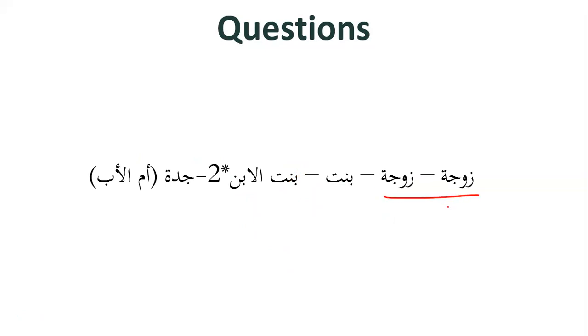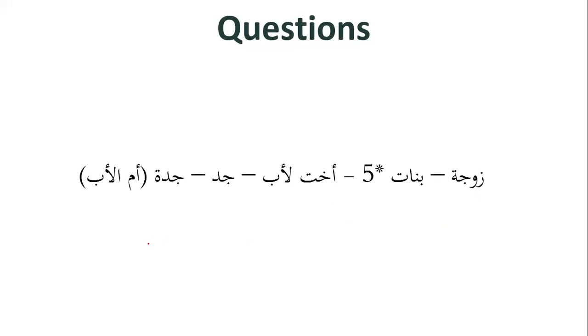So over here, Zawja would receive 1/8 of the inheritance. We have Bint who would receive a half. Bintul Ibn 1/6. Bintul Ibn times 2, 1/6. And the Jaddah, Ummul Ab, would receive 1/6 of the inheritance. In this question, the Zawja would receive 1/8. Banat 2/3. Ukht li Abin, we haven't covered as yet. Jad would be 1/6 plus Asabah. And Jaddah would be 1/6. There's nothing to make the Jaddah mahjub here. There is no other relative that can make the Jaddah mahjub in this question.